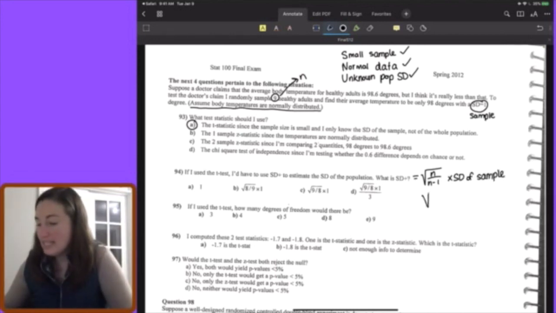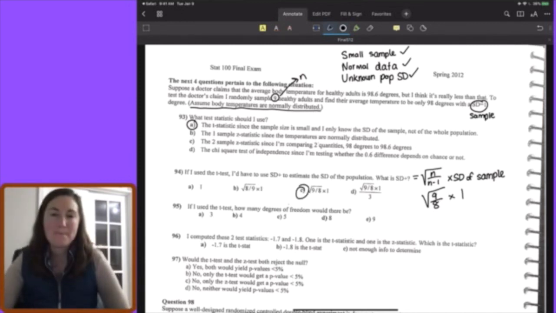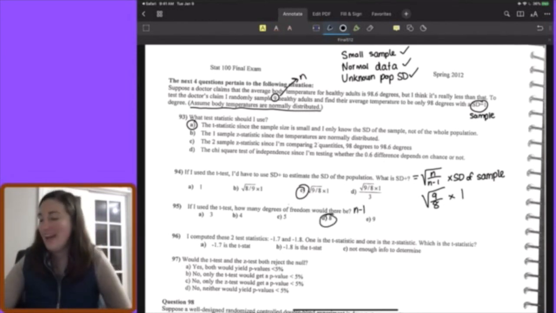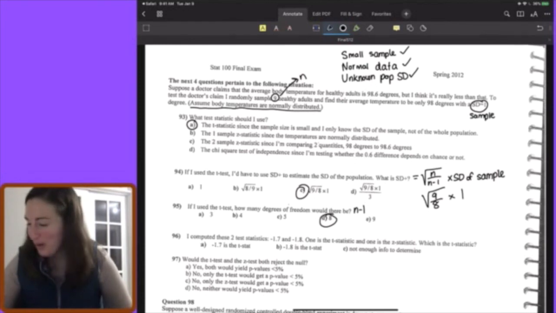So n in this case is 9, so I have something like this. The SD of the sample was 1. So this is C. Degrees of freedom for the t-test is always just n minus 1, so I'm going to go ahead and do that one right away. N was 9.